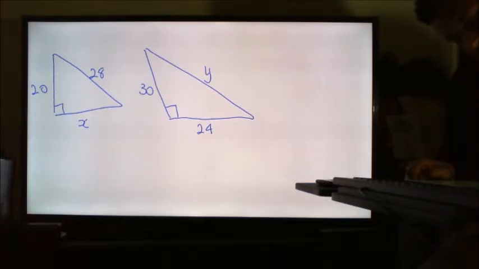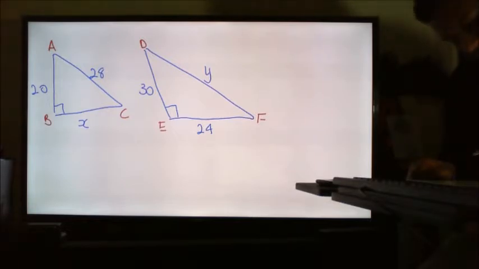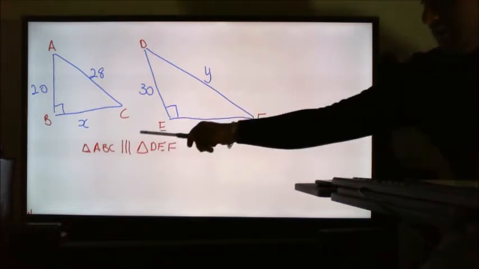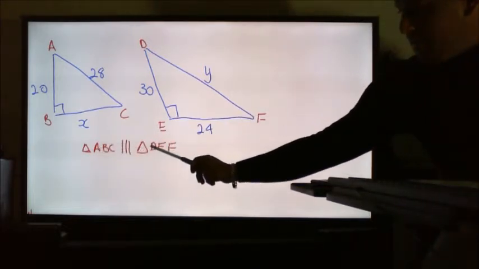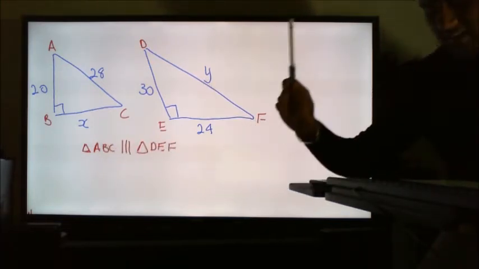Okay, let's go through the answers. Now, for argument's sake, this is A, B, C, and this is D, E, F. We can clearly state here that triangle ABC is similar to triangle DEF. And in saying that, here we're saying that side A is the same as D, B is the same as E, and C is the same as F.